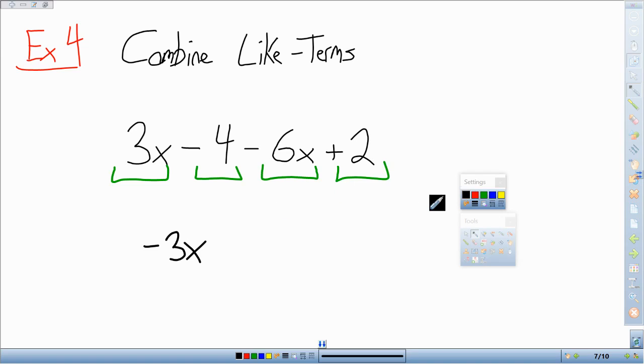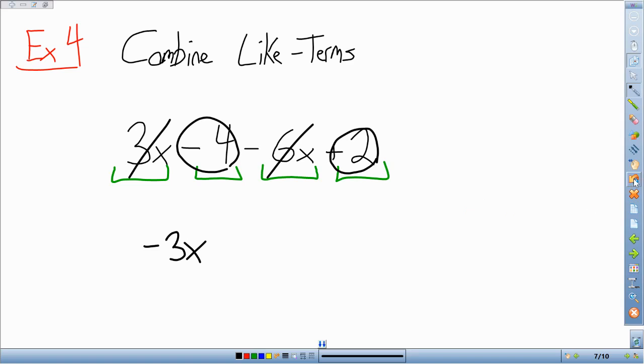One other thing I highly suggest: after you combine a couple terms, cross them out. We've combined these 2, they're done. Especially when these problems get longer, it'll help you clarify or whittle down what you really need to do. So now you can see we have a negative 4 and a positive 2. We can combine those. I know that negative 4 plus 2 gives me a negative 2.